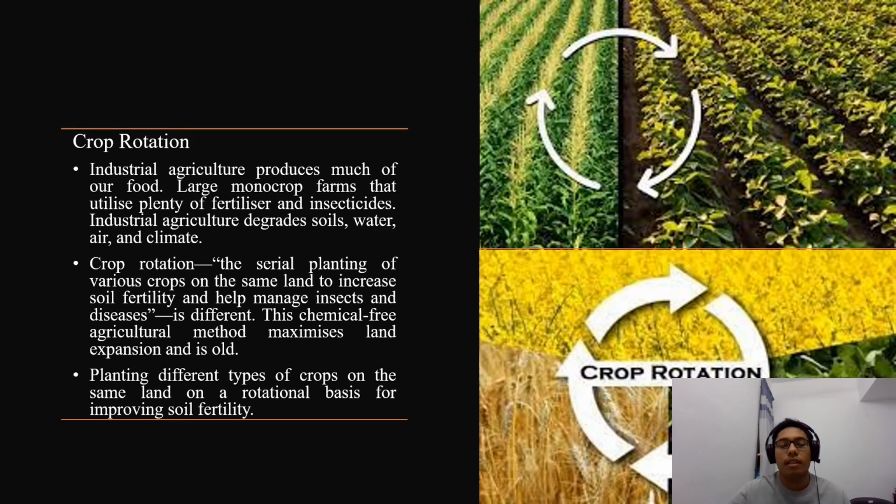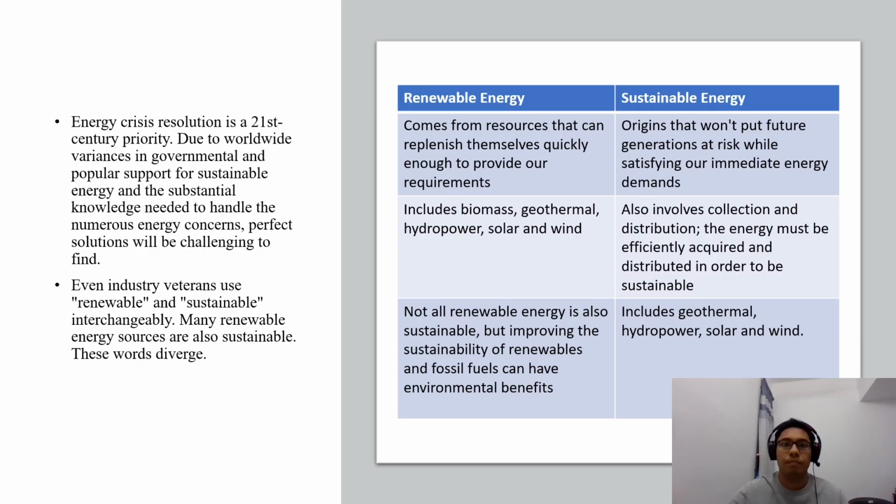For the third one, crop rotation. Industrial agriculture produces much of our food. Large monocrop farms utilize plenty of fertilizer and insecticides. Industrial agriculture degrades soils, water, air, and climate. So what is crop rotation? This is planting different types of crops on the same land on a rotational basis to improve soil fertility.